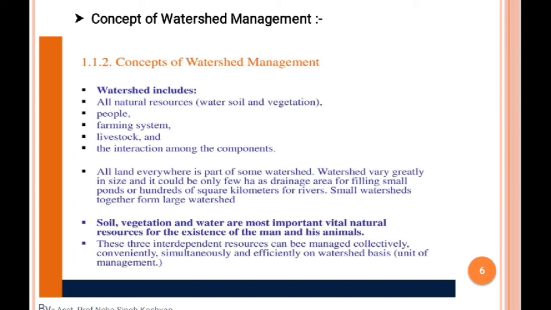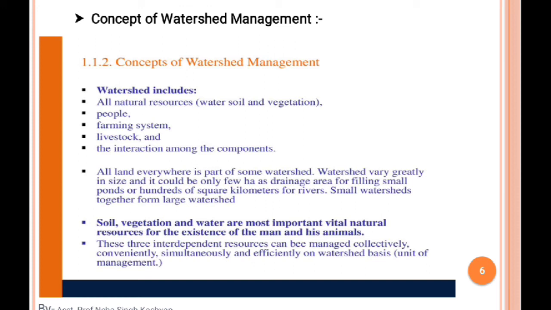In farming systems, every enterprise is included, like animal husbandry, fishery, honey bee keeping, milking, etc. Soil, vegetation and water are the most important vital natural resources for man and his animals. These three interdependent resources can be managed collectively, simultaneously, and efficiently on a watershed basis. The unit of management is the watershed. That is the concept of watershed management.